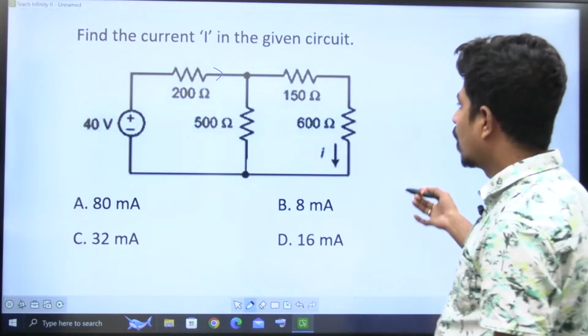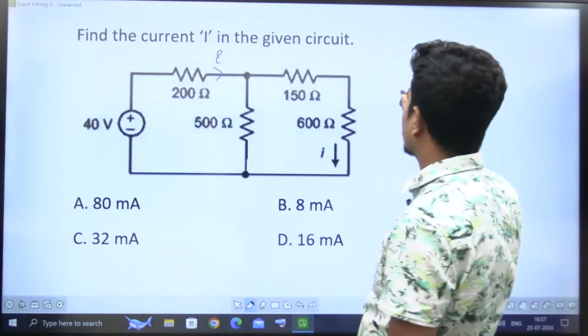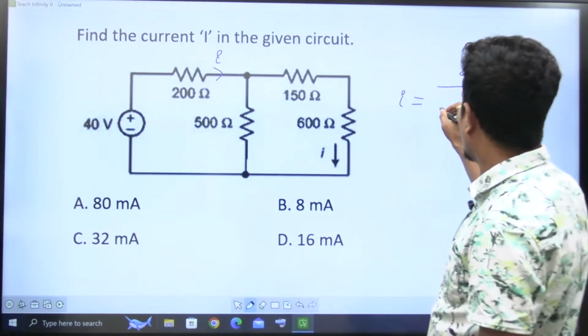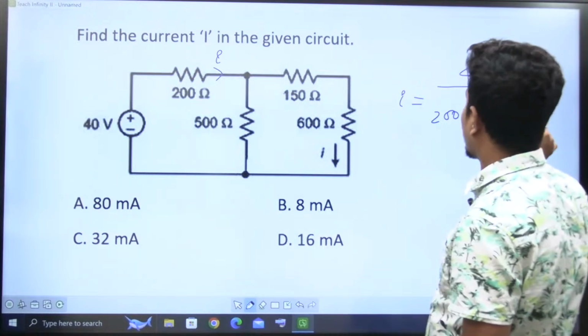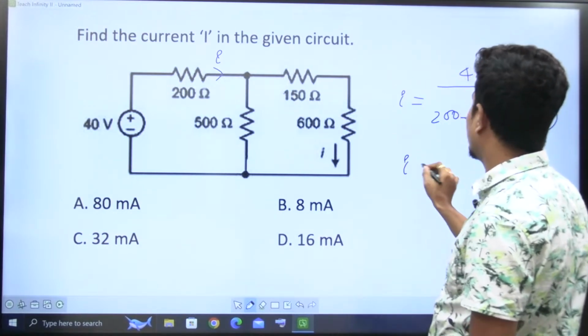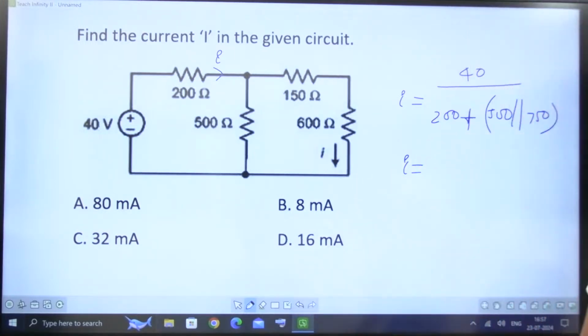What is this total current I? The total current I is equal to simply 40 divided by 200 plus 500 in parallel with 750. Do this and tell me how much is I. I'm waiting for your answer. I'm just asking for the calculation, not more than that, please.